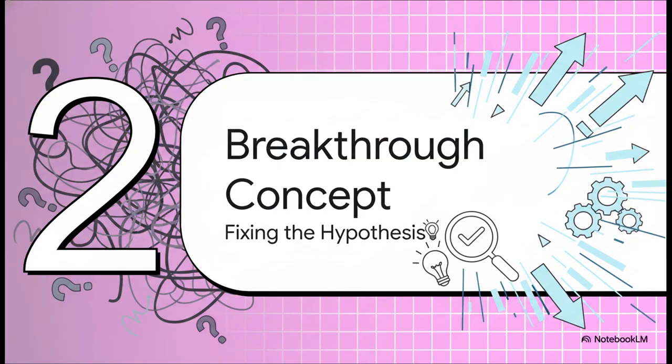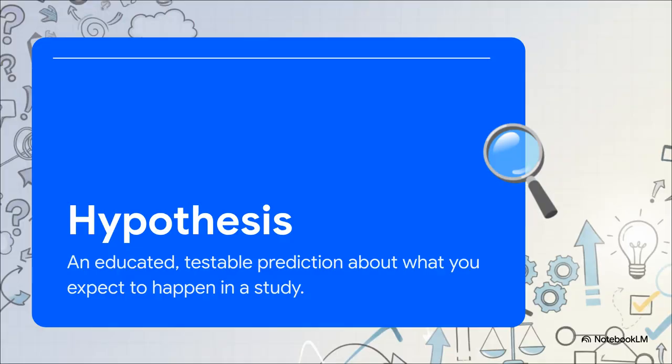But don't worry, because right now we're shifting gears to the core breakthrough concept. Here is the golden rule, the definitive definition you literally need to memorize. A hypothesis is not a guess. Please, we've got to stop calling it an educated guess. It is an educated, testable prediction about what you expect to happen in a study, and it must be built from specific, clearly defined variables. Basically, if it's not measurable, it's not a hypothesis.